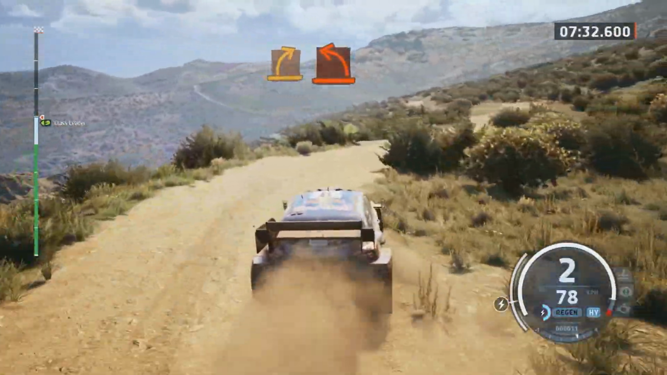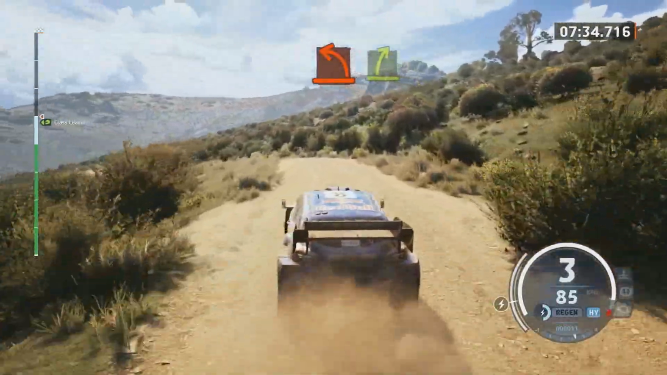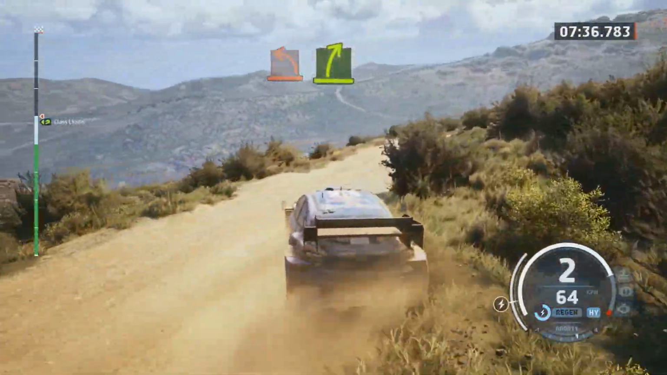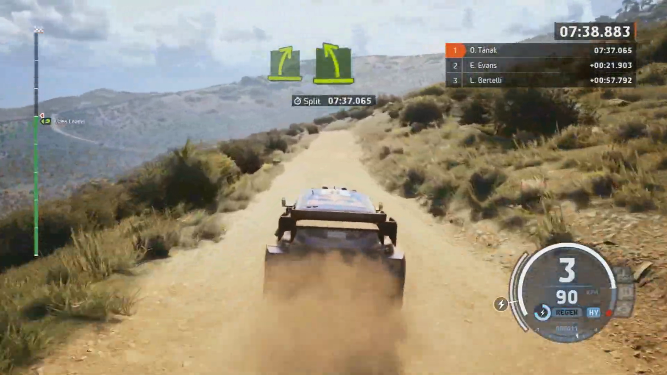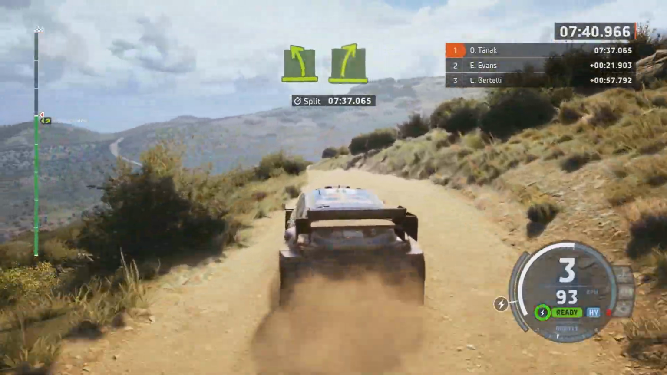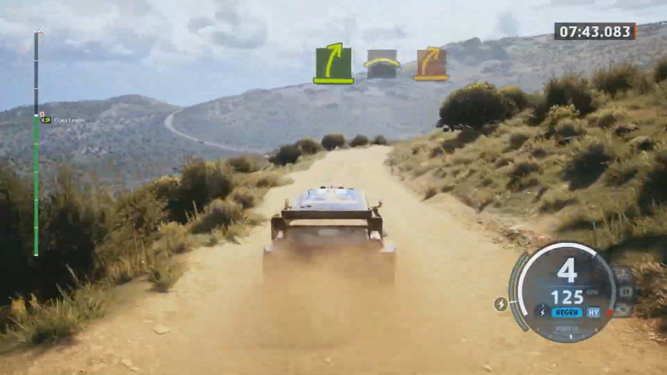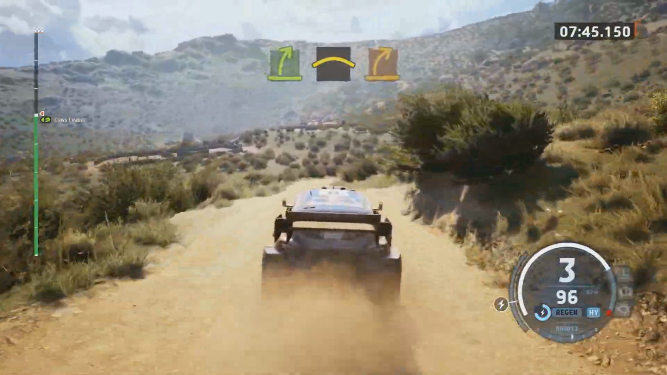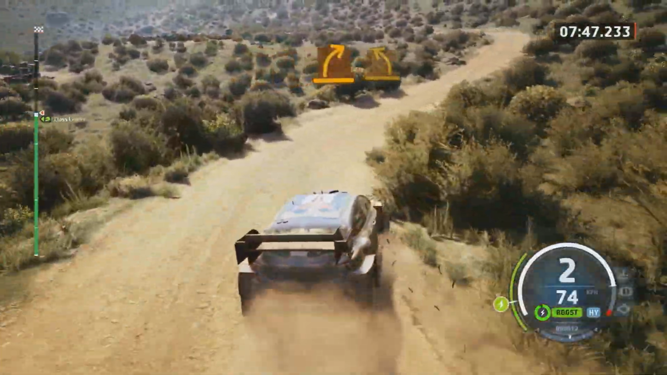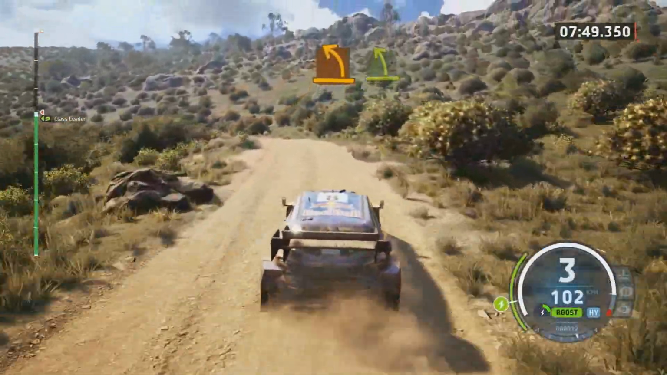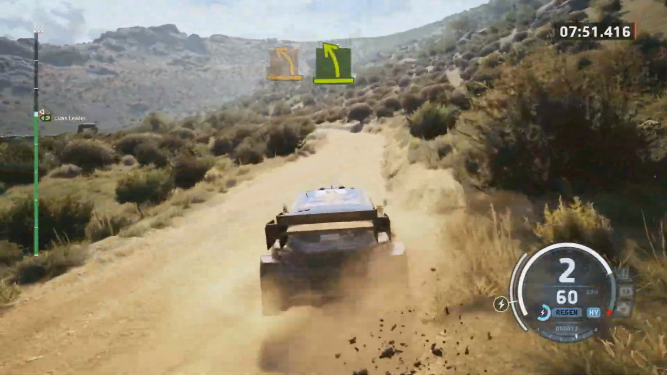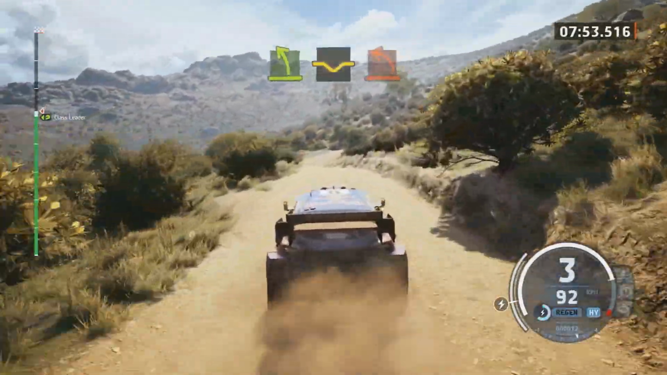Hard left. Crest. And easy right. Easy left of the crest. Easy right, crest, and medium right, through dip. Medium left, crest, and easy left. Into dip, hard left of a crest.